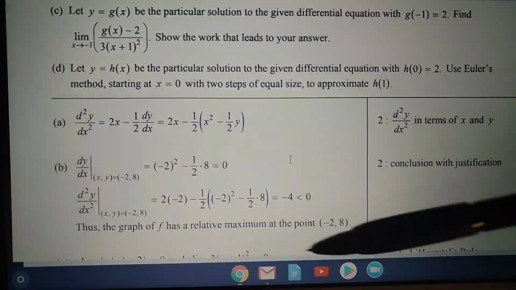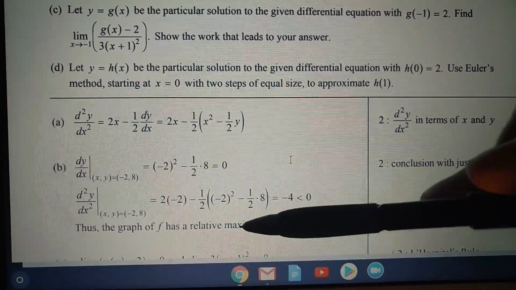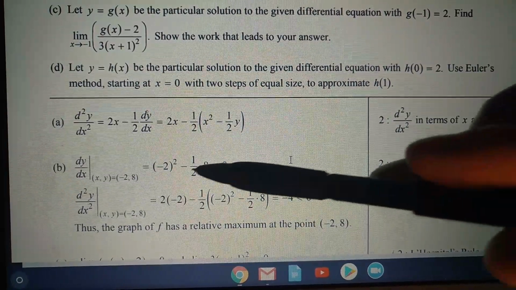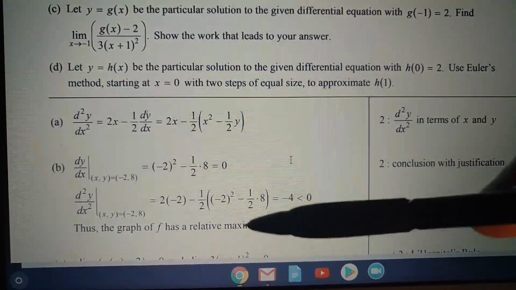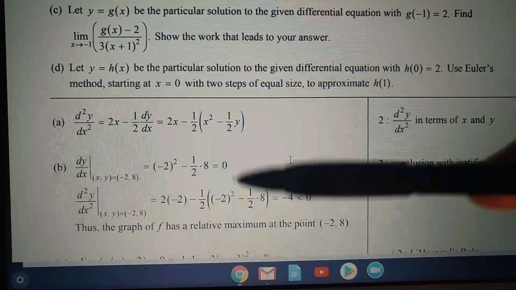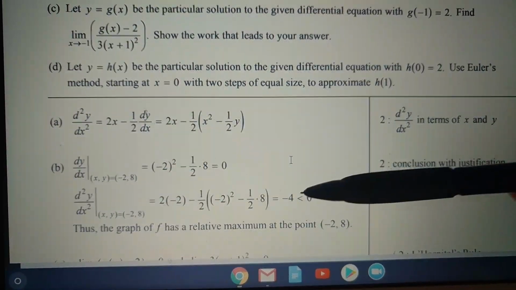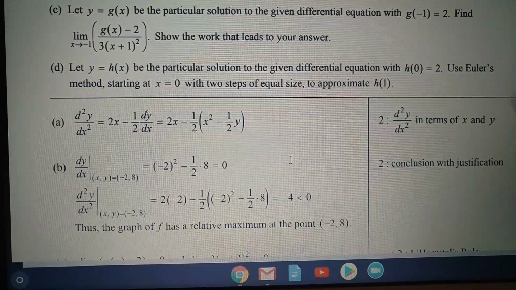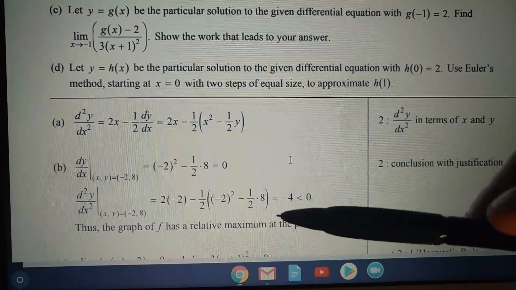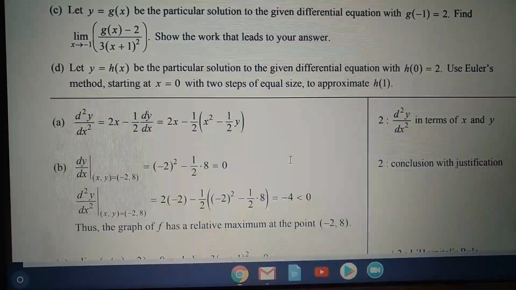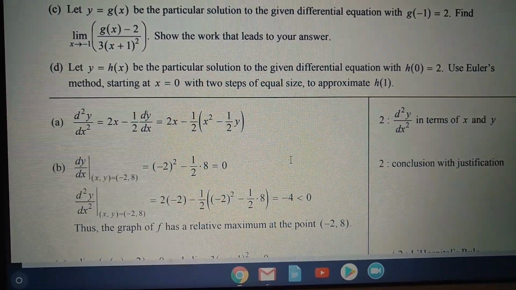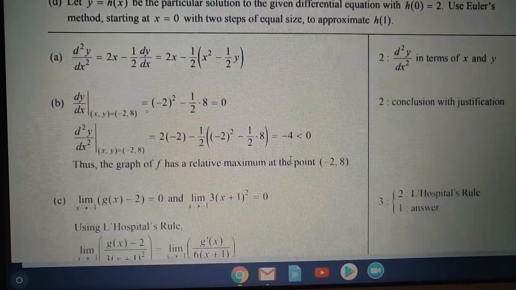So it's 2 points. 1 point is essentially for getting the conclusion. They can't get the points for saying it's a relative maximum without having the correct first derivative and the correct second derivative. But if they do have the correct first derivative and second derivative and then make a mistake with the interpretation, they would get 1 of 2.